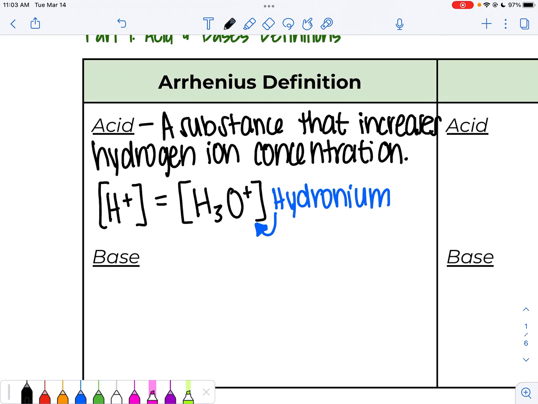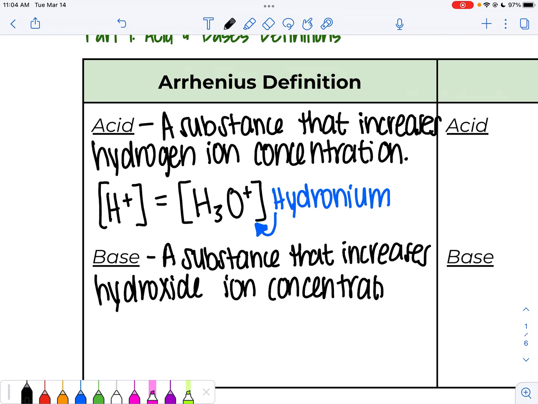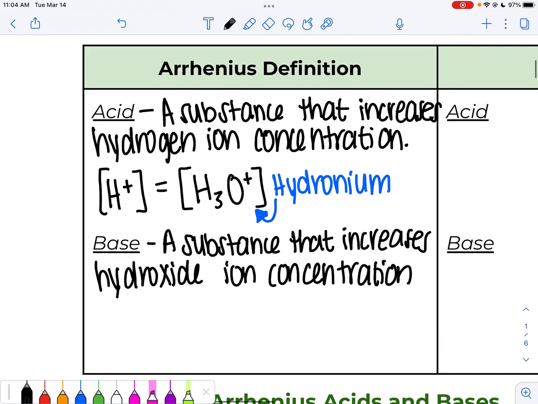So alternatively, you would have a base. A base is going to be a substance that increases hydroxide ion concentration. So instead of having a bunch of extra positives, now you've got a bunch of extra negatives. So a base is going to increase your hydroxide ion concentration, which we will write like this, OH minus. So here's our hydroxide. Okay, so let's take a second and actually get some practice identifying Arrhenius acids and bases.